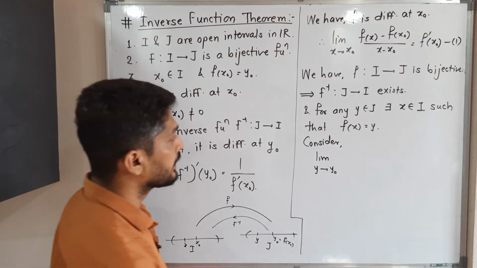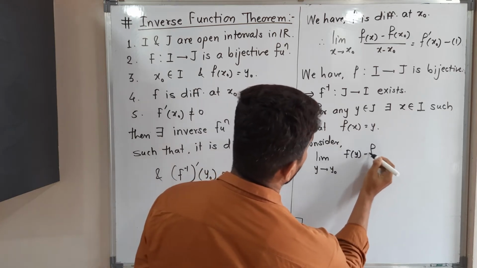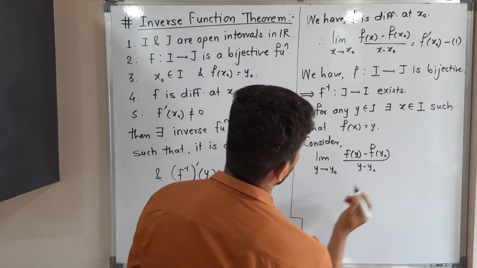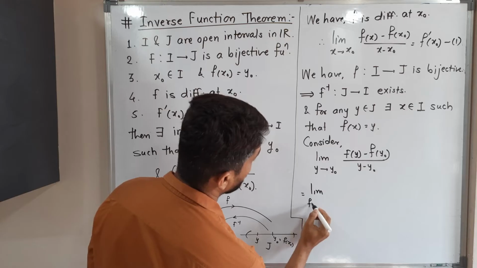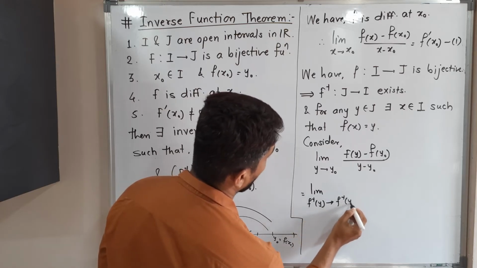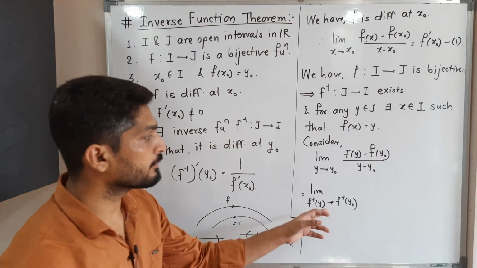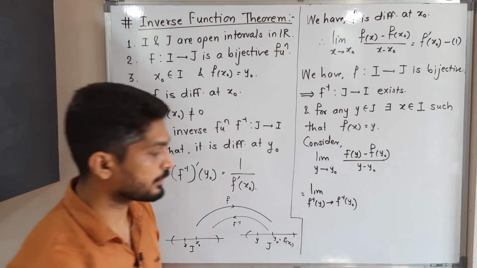So that's why I should write limit y tends to y naught, f of y minus f of y naught divided by y minus y naught. So this is equal to limit y tends to y naught, that means f inverse of y tends to f inverse of y naught. Okay, so maybe you will get confused. How could I write this? Y tends to y naught, that f inverse of y tends to f inverse of y naught.